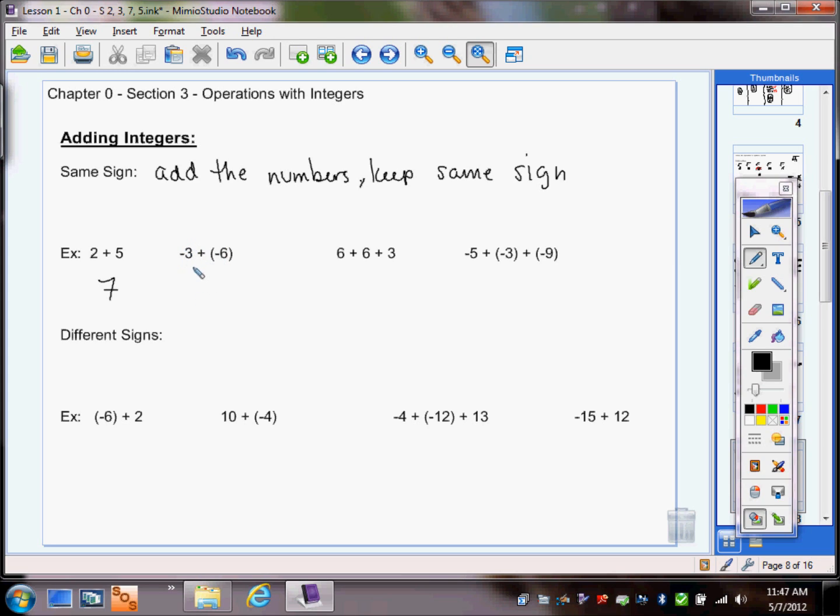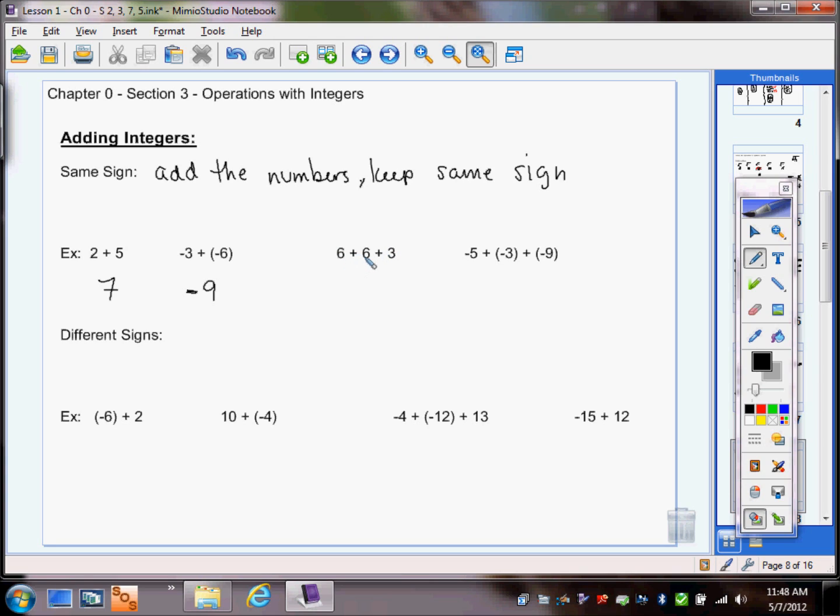So if I have two negatives, think about money. I owe you $3, and I borrow 6 more from you. What's that equal? If I already owed you 3, and I borrow 6 more, I now owe you 9. Right? That's how you can remember it's going to be a bigger negative. Because if I owed you money and I borrowed more money, it's not going to be suddenly positive money that I have. It's still negative. I still owe you.